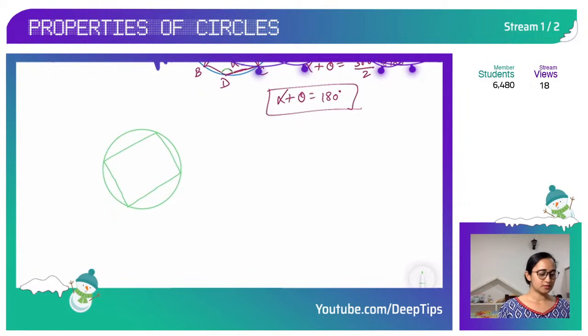Okay, so let's focus on how to prove this theorem: opposite angles of a cyclic quadrilateral are supplementary, when we have a regular kind of quadrilateral or normal figure that we normally draw. To prove this, let's construct diagonals. These are my diagonals, and let's mark it A, B, C and D.